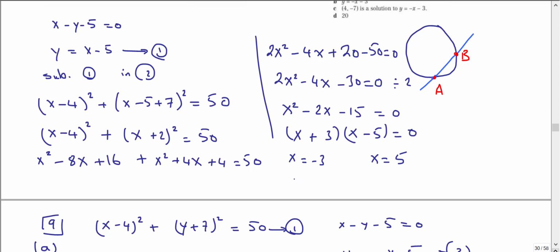And we have x values. You go back, substitute in 1. So negative 3 minus 5, that's negative 8. And then substitute 5, you get 0. So the points are (-3, -8) and the other point, (5, 0).